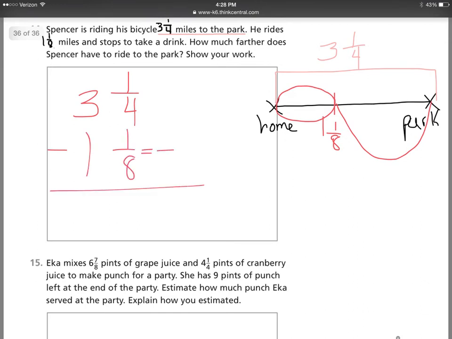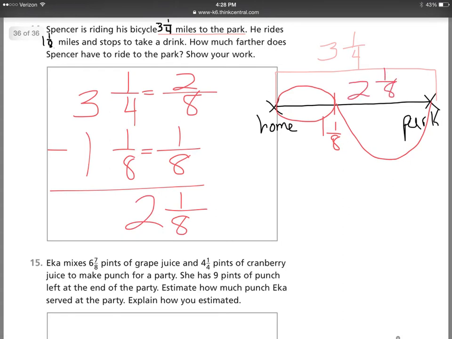I'm going to find a common denominator. 8 would be my best. Numerator will stay the same. My multiple on top is 2, so that will become a 2. 2 minus 1 is 1, 1/8, and 3 minus 1 is 2. So I still have 2 1/8 miles left.